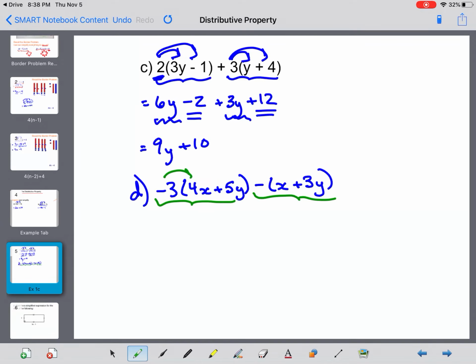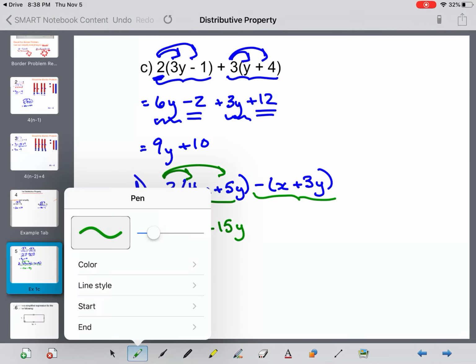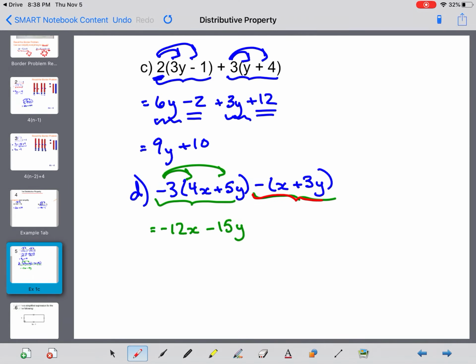So for this here, I'm going to distribute it in negative 3 times 4x is negative 12x, and then negative 3 times 5y is negative 15y. I'm just going to do the other part in another color just to keep it clear. So now I'm going to do this part here. So again, remember this negative here. It's like an invisible negative 1, or it makes everything inside the brackets become the opposite. So negative 1 times x is minus x, and then negative 1 times 3y is negative 3y. Okay, so just something to be careful of there.